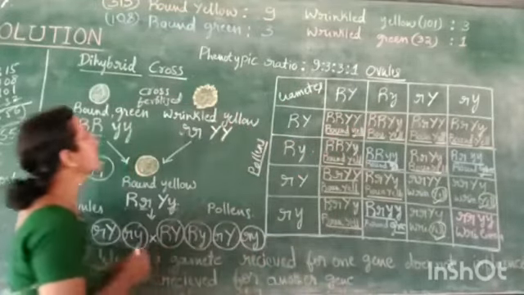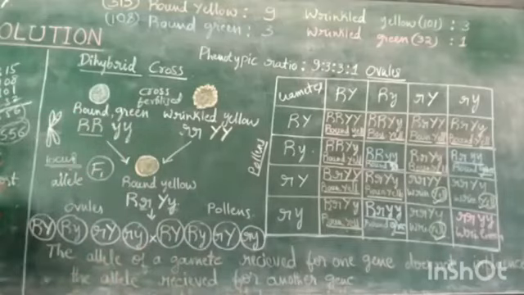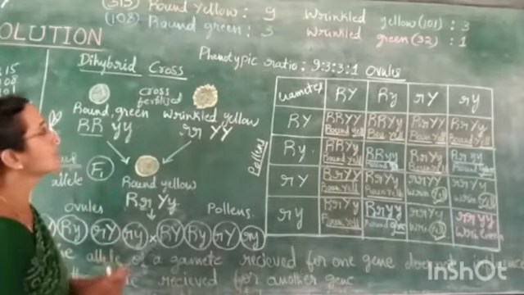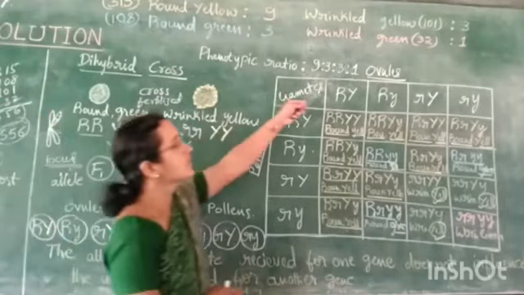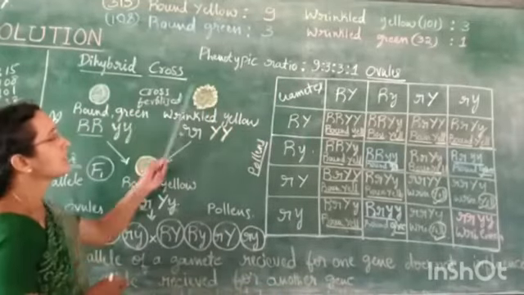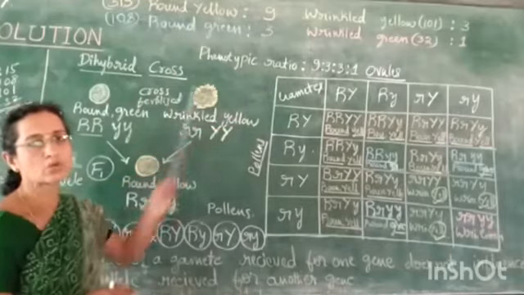When we consider all these plants and take a proper ratio of these numbers, we get 9:3:3:1. Here it is called the phenotypic ratio.